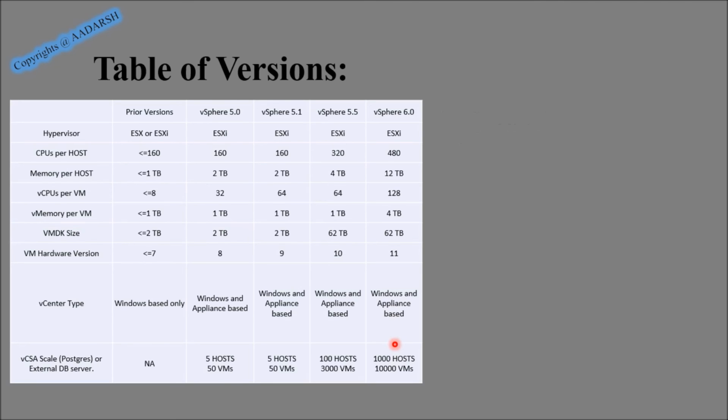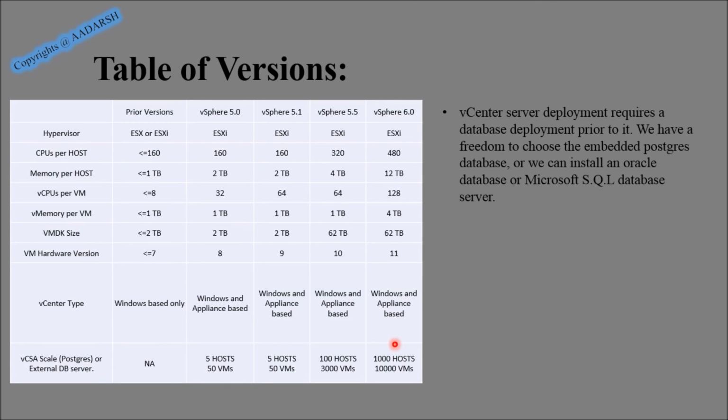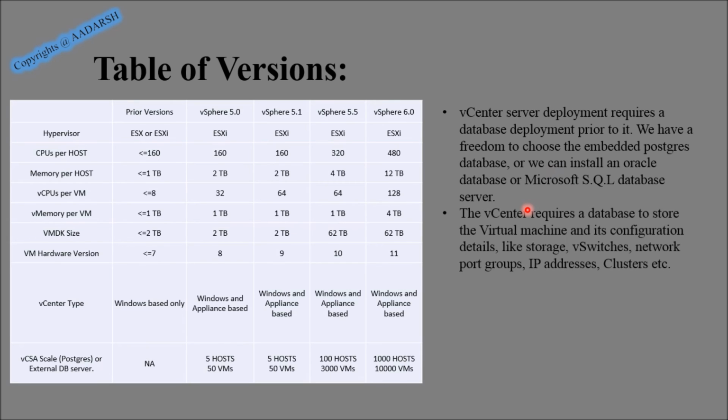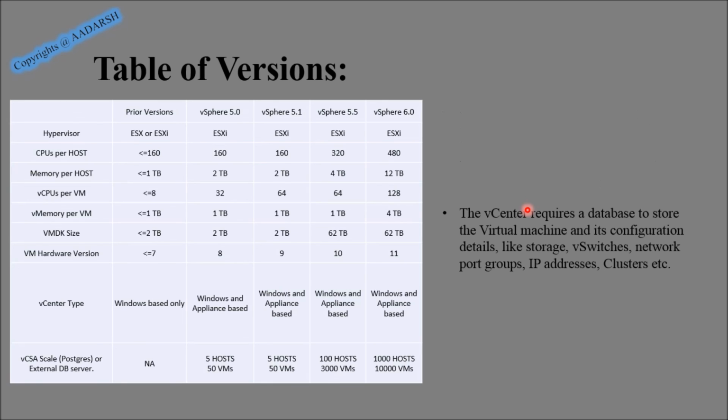The vCenter Server deployment requires a database deployment prior to it. We have the freedom to choose the embedded PostgreSQL database, or we can install an Oracle database or Microsoft SQL database server externally. The vCenter requires a database to store the virtual machine and its configuration details, like storage, vSwitches, network port groups, IP addresses, clusters, etc. This will be discussed further in further tutorials.